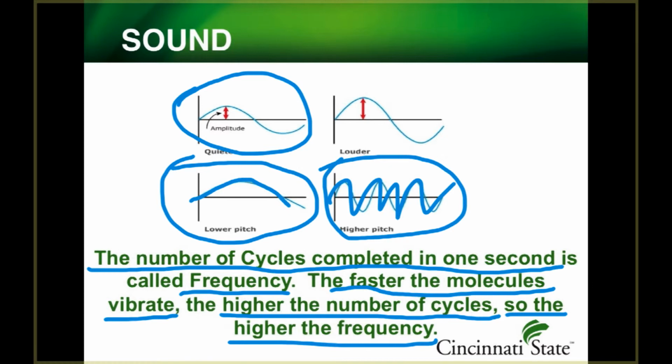Pardon my cheesy voice. But it's pretty much as simple as that. The more cycles per second, the higher the pitch. The lower the cycles per second, the lower the pitch. All right.